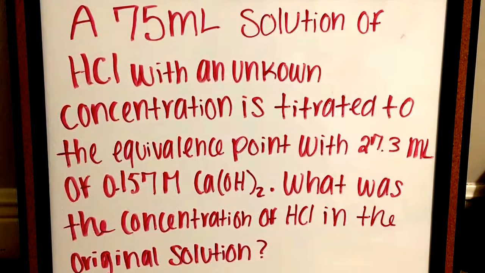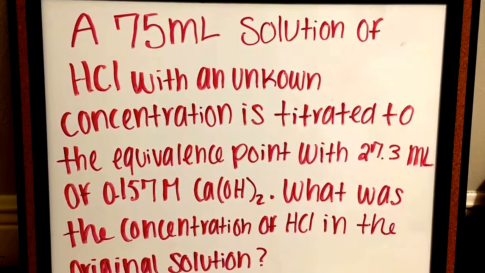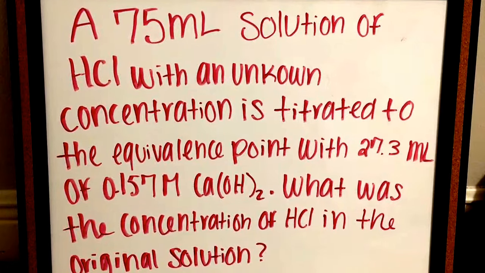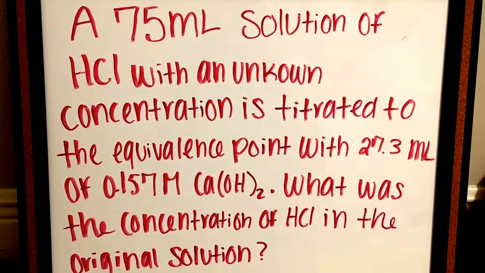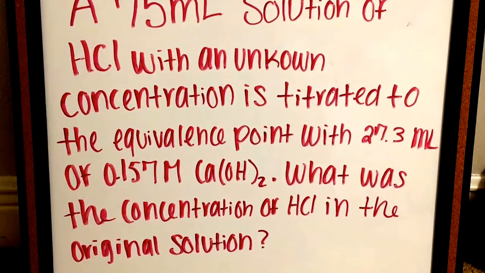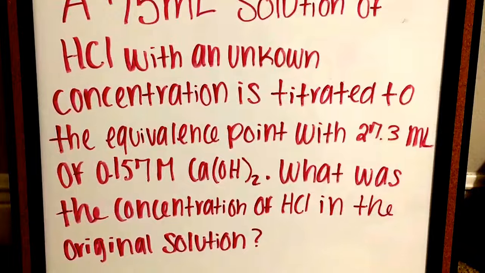So this titration problem says a 75 milliliter solution of HCl with an unknown concentration is titrated to the equivalence point with 27.3 milliliters of 0.157 molar CaOH2. What was the concentration of HCl in the original solution?